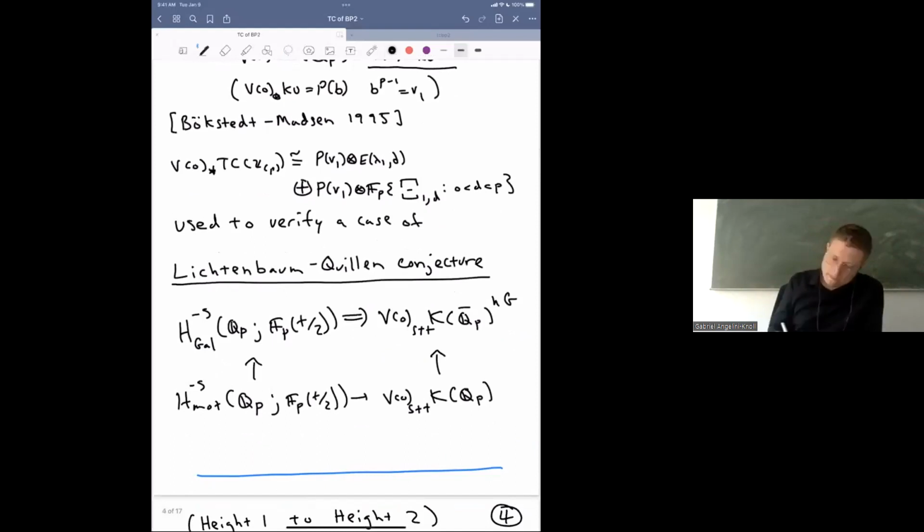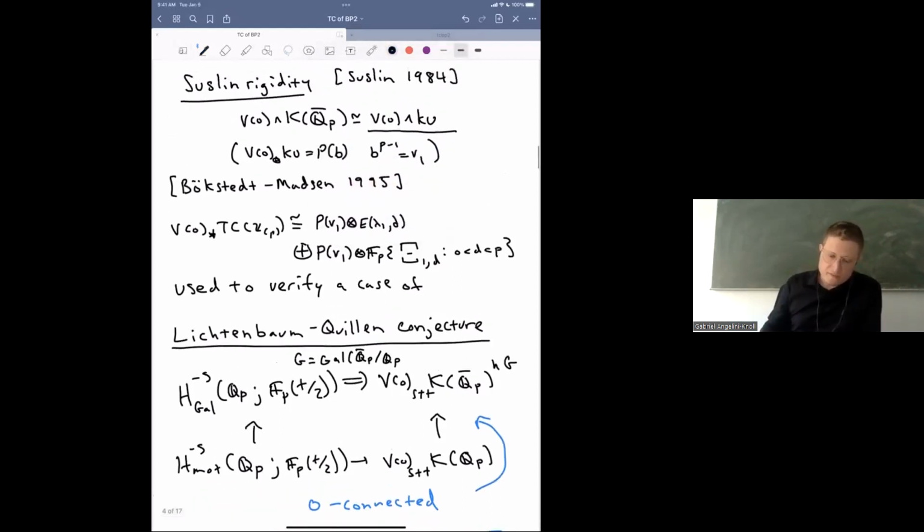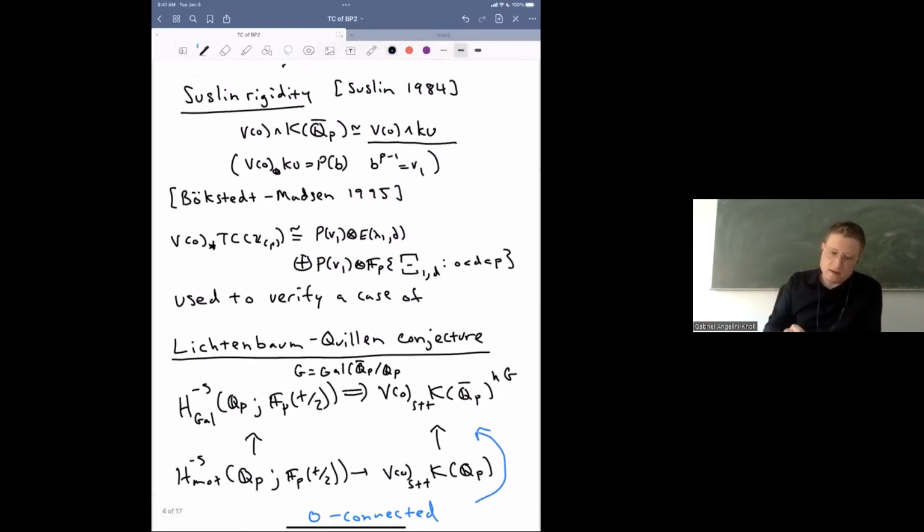Here G is the Galois group of Q_p-bar over Q_p. The key thing is that this is going to be an isomorphism in sufficiently high degrees. In fact, this is 0-connected in this case. What I want you to take away is that the result that this is finitely generated and free as a polynomial v1 module is a shadow of Suslin rigidity.